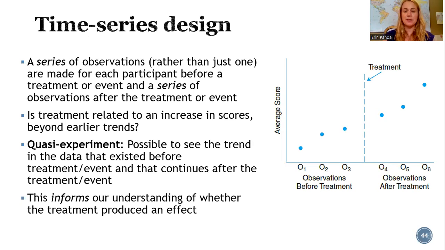Because we've got these multiple testing points, it's possible for us to see trends in the data. We can see a pattern of how much improvement the kids were making both before and after the program, which can make us more confident that any change we see, well, it's contextualized in the amount of learning they showed both before and after. So this would inform our understanding of whether the educational program actually worked.